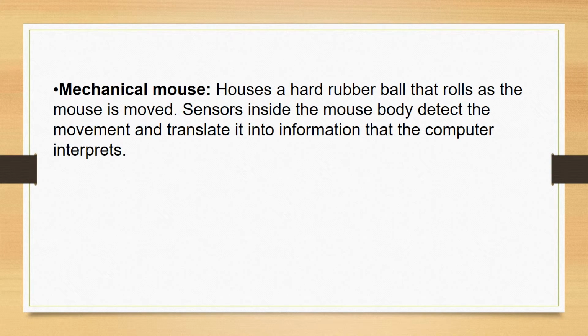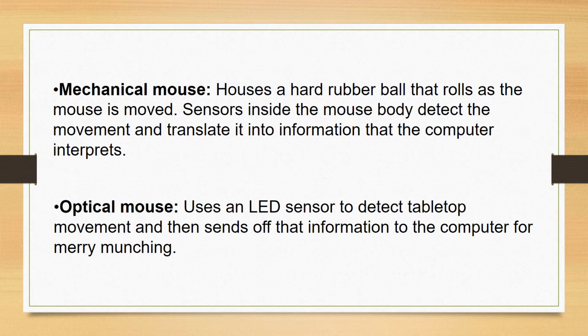The first type of mouse is the mechanical mouse. It houses a hard rubber ball that rolls as the mouse is moved. Sensors inside the mouse body detect the movement and translate it into information that the computer interprets. This is an older style of mouse, but is still commonly used. Another type is the optical mouse. It uses an LED sensor to detect tabletop movements and sends that information to the computer for processing. This is currently the most common type of mouse that is used.